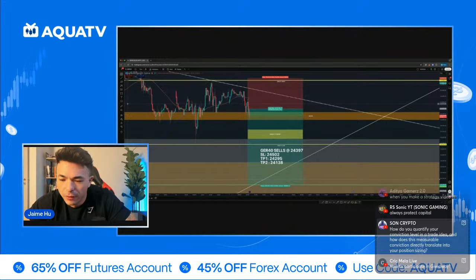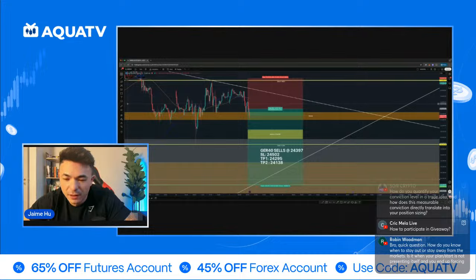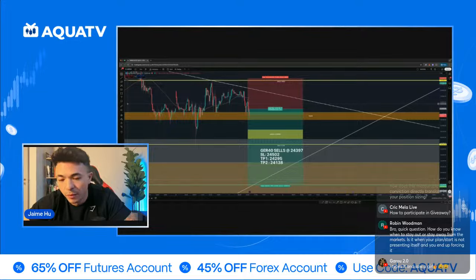How do you quantify your conviction level in a trade idea, and how does the measurable conviction translate into your position sizing? Position sizing is usually the same in terms of risk. I go between 0.25 and 0.5%, but the main factor that contributes to that is how many confluences I have. If I have a lot of confluences in a key area, then that'll make me obviously more confident in the trade, thus leading to a higher risk. But if I have less confluences, then it's obviously a lower risk.